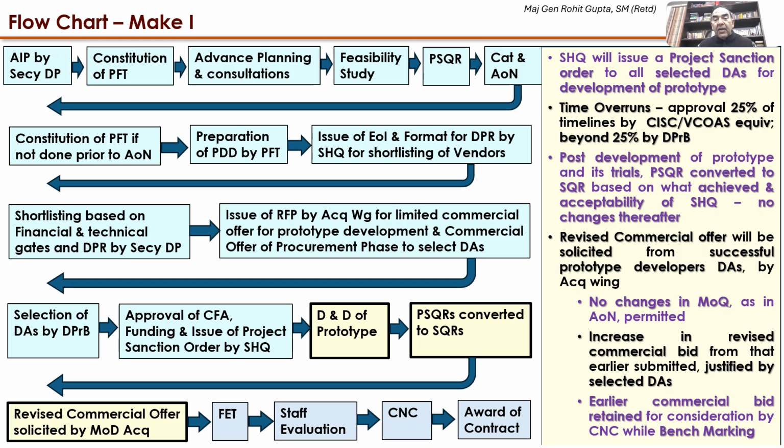No changes can take place after the PSQR has been converted into the SQR. Revised commercial offer is solicited from the successful prototype developers by the acquisition wing. No changes in the minimum order quantity that had been laid down in the DPR and accepted in the AON are permitted. An increase in the revised commercial bid from that earlier submitted has to be justified by the selected DA. That means if they revise the bid, it may be because of a change in design. Therefore, this has to be justified. And the original commercial bid will be retained by the CNC for the purposes of benchmarking and taken cognizance of.